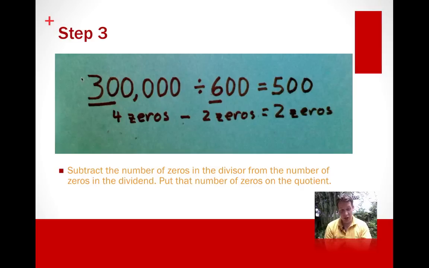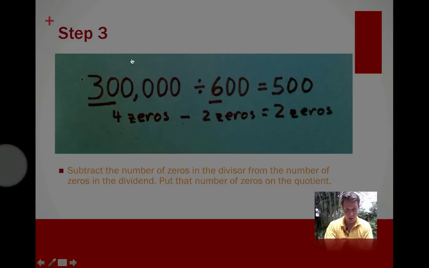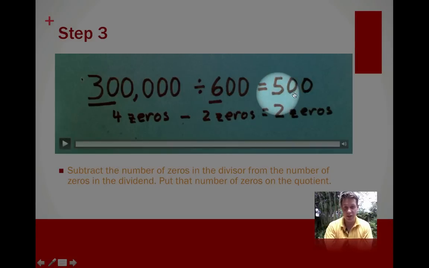Okay, and you can also check that by using the trick we learned with multiplication. Okay, so if we did this all backwards, well, we would multiply the 500 times the 600. We'd ignore the zeros for a moment. I think 5 times 6 is 30. We'd put the 30. And then we count the zeros. We got 2 zeros there, 2 zeros there. Okay, so 2 zeros plus 2 zeros is 4 zeros. If we put 1, 2, 3, 4 zeros, we then get 300,000.